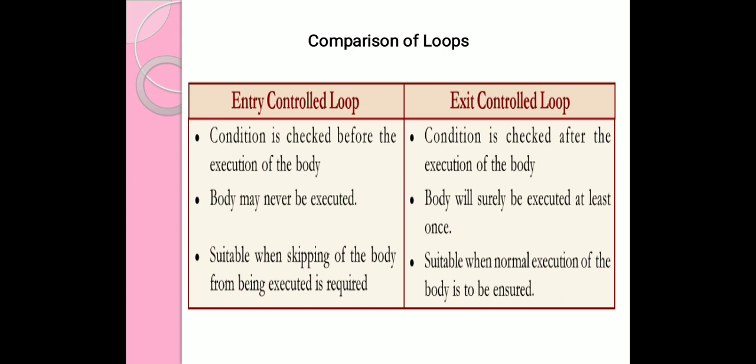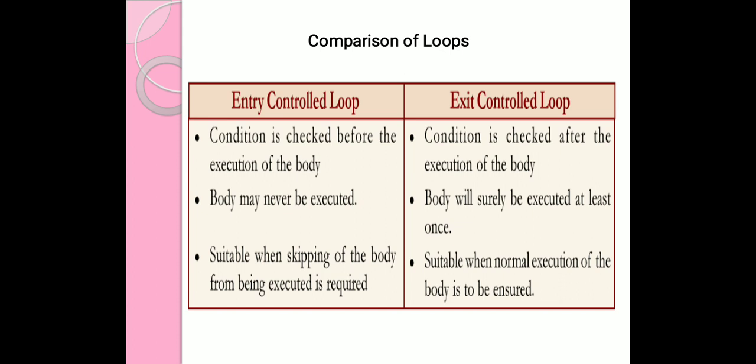There are two types of loops: entry controlled loop and exit controlled loop. If the condition is checked before the execution of the body, it is known as an entry controlled loop. If the condition is checked after the execution of the body, at the exit portion of the body, it is known as an exit controlled loop. In an entry controlled loop, the body may never be executed, because we first check the condition, and if the condition is false, we do not enter the loop.